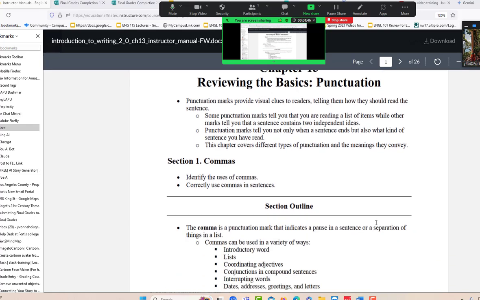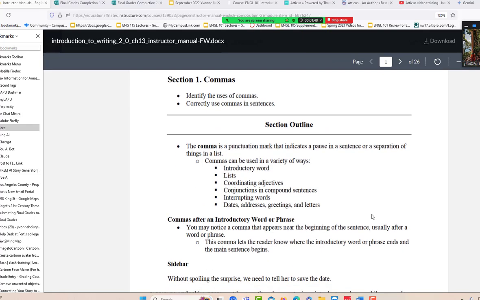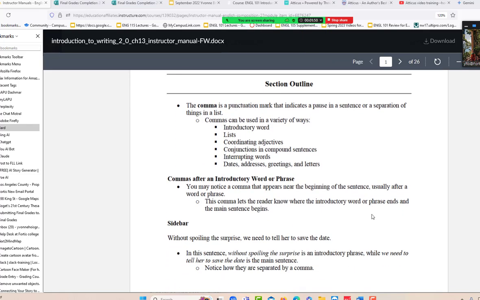Chapter 13, Punctuation Marks. The comma is a punctuation mark that indicates a pause in a sentence or a separation of things in a list. Commas can be used in a variety of ways: introductory words, lists, coordinating adjectives, conjunctions in compound sentences, interrupting words, dates, addresses, greetings, and letters.